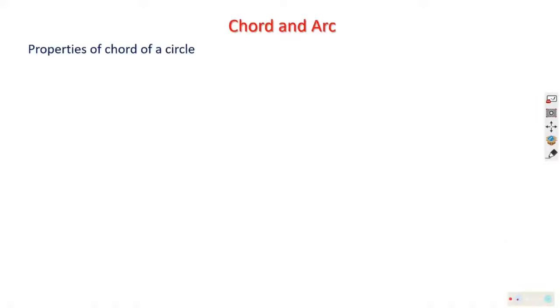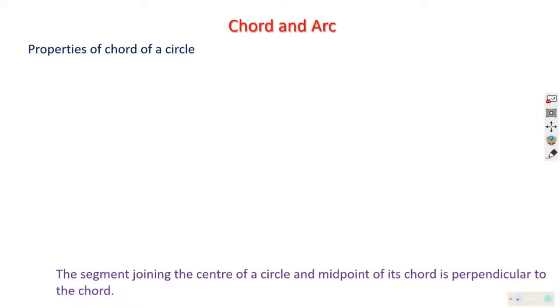Another property of chord of a circle continues. The property is that the segment joining the center of a circle and the midpoint of a chord is perpendicular to its chord. What does it mean? What we understood is said in a different way. The segment joining the center of a circle and midpoint of the chord is perpendicular to the chord.